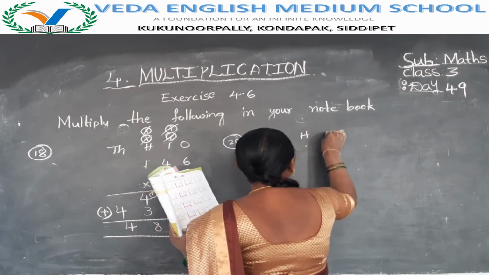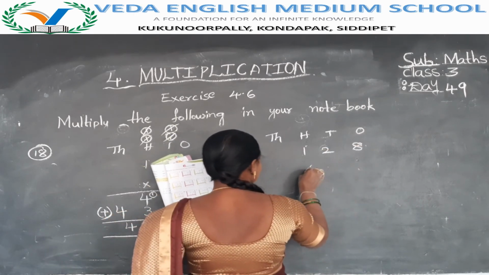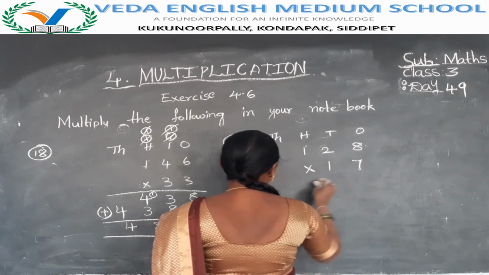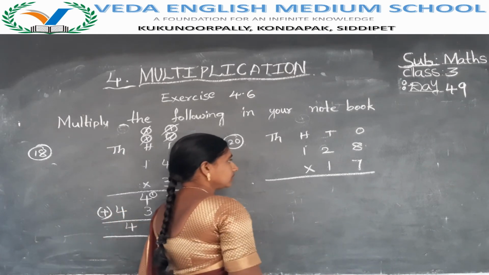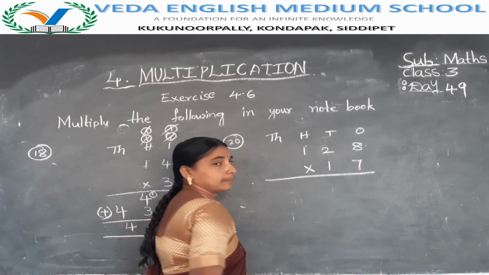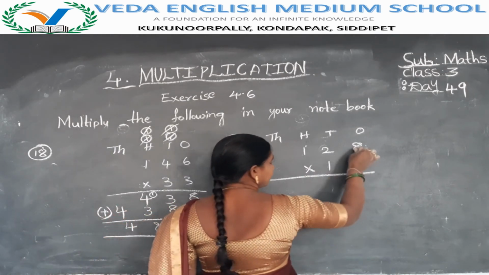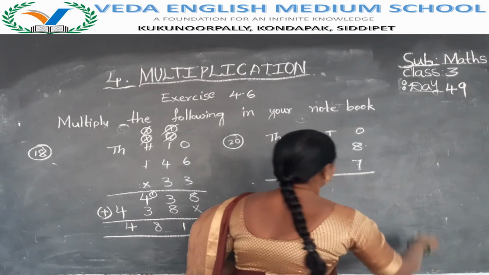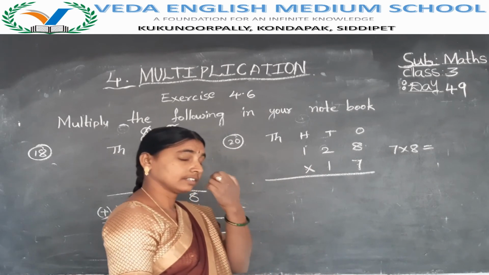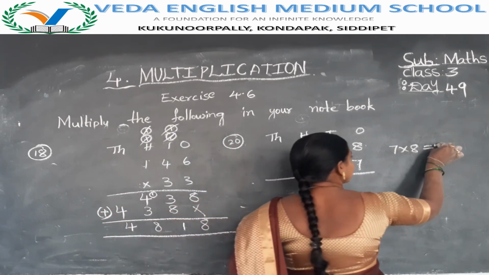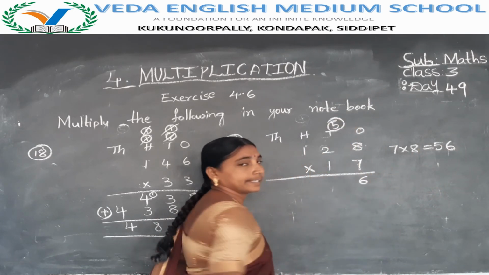Thousands, hundreds, tens, ones. 128 into 17. Okay. First of all, multiply in the ones place, after go to the tens place, after go to the hundreds place. 7 into 8. 7 8s are 56. So write 56, this 6, right? This 5 carry to tens place.